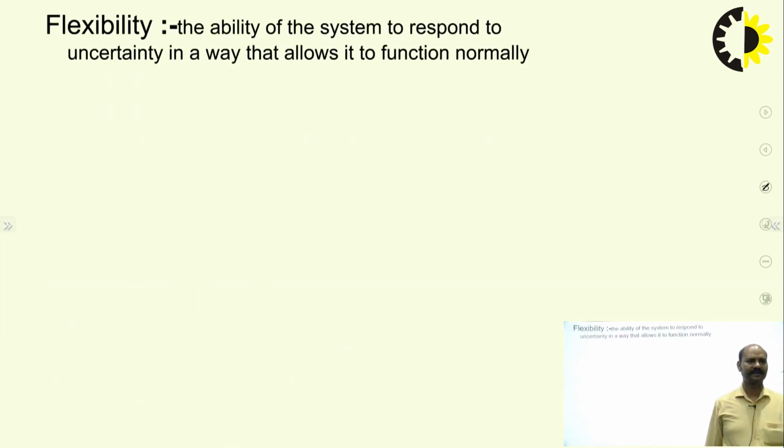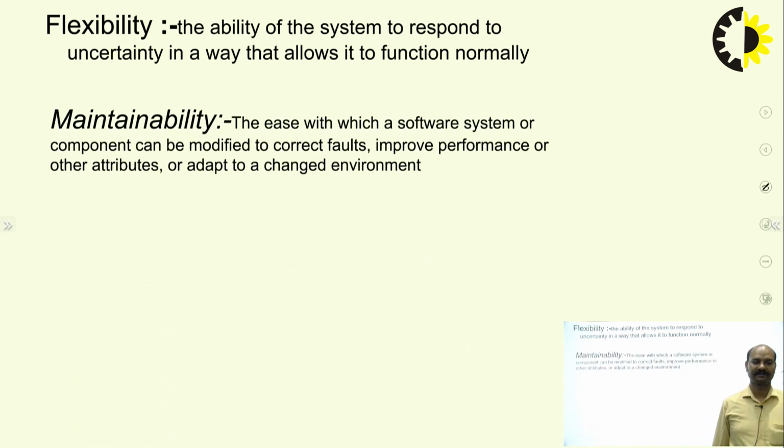So what is flexibility? The ability of the system to respond to uncertainty in a way that allows it to function normally. That is the flexibility. And maintainability: the ease with which a software system or a component can be modified to correct faults, improve performance or other attributes, or adapt to a change in environment.